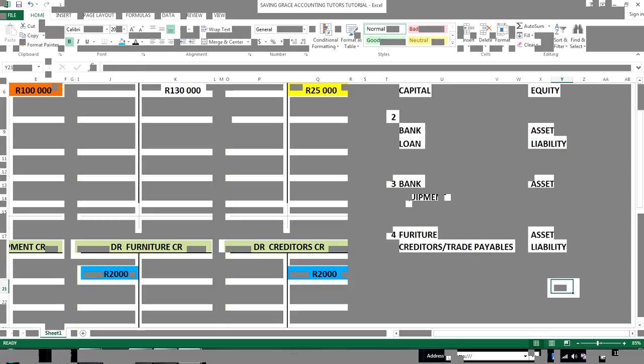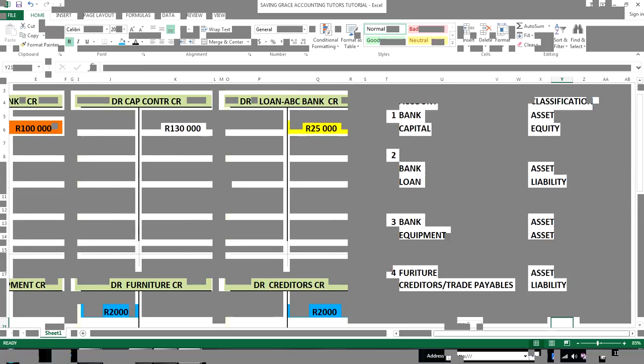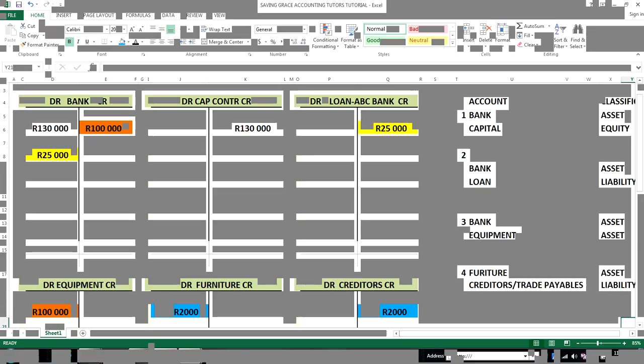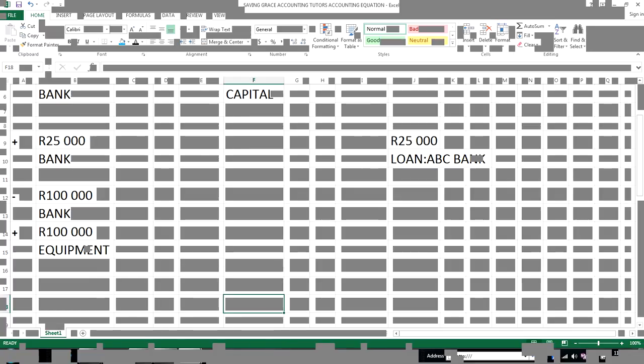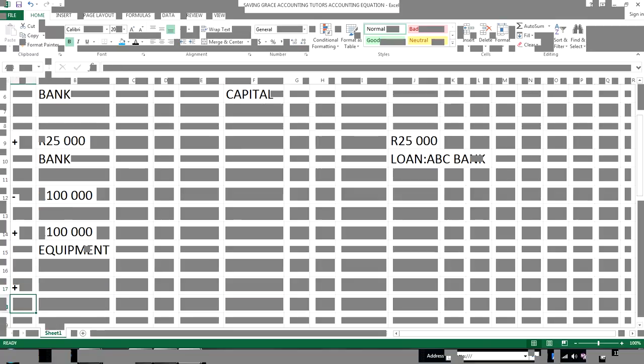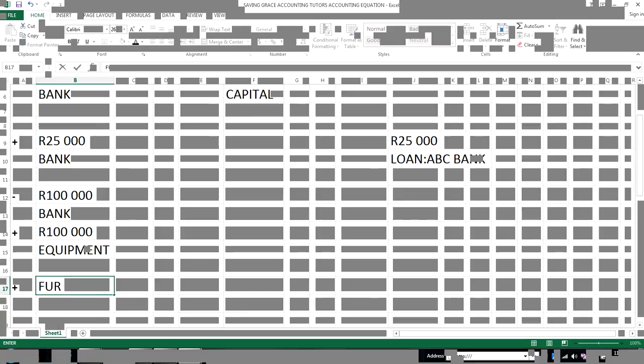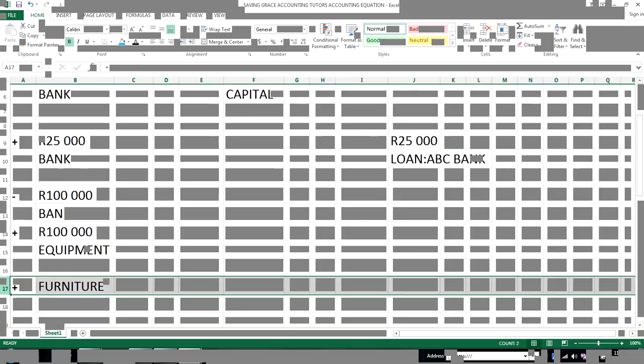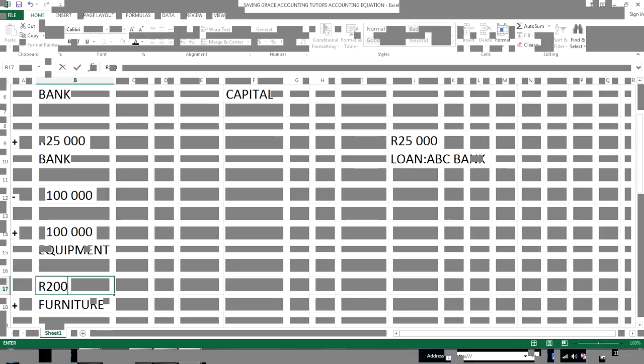Okay, so let's do a quick recap. In the first transaction, let's go have a look at the effect we'll have on our accounting equation. So what did we say we did? We said we bought furniture on credit for 2,000 Rand, right? So we're going to have a plus here, right? I always do that. Before I put furniture, I should have put the amount. It was for 2,000 Rand, right? So the plus actually relates to the amount.